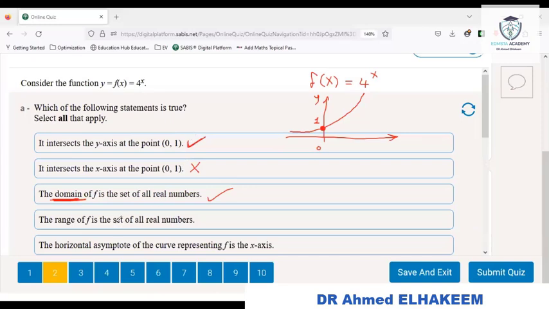The range of f is the set of all real numbers. What do you think? No. Why not? Because the domain is already the set of real numbers. The range and domain can't both be. The domain is already the set of real numbers, and they both can't be real numbers.